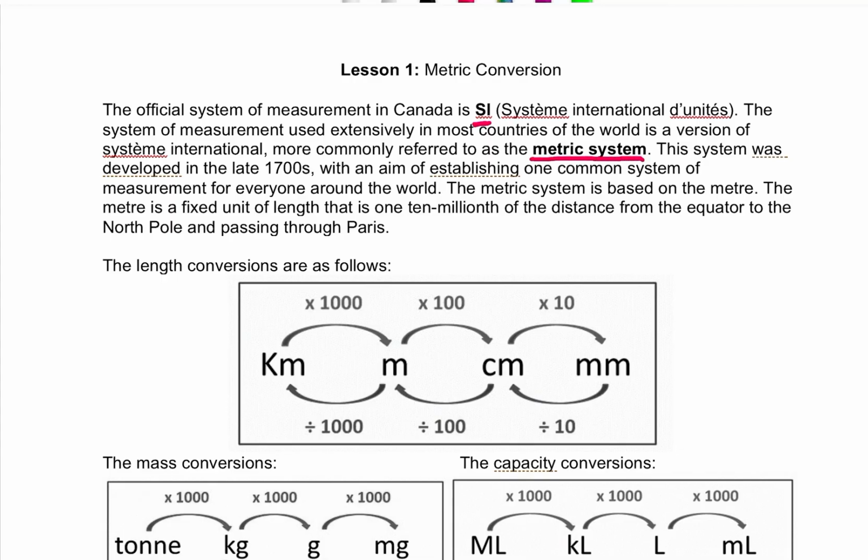system. So this system was developed in the late 1700s, just with the aim of making things common, making things the same for everybody, so that when you talked about how tall you were, you actually were able to understand how that height compared to somebody else's height. The metric system is based on the meter. The meter is a fixed unit of length that is 1/10,000,000th of the distance from the equator to the North Pole and passing through Paris. So that's just a fun fact.